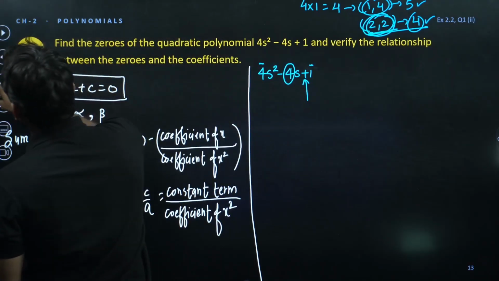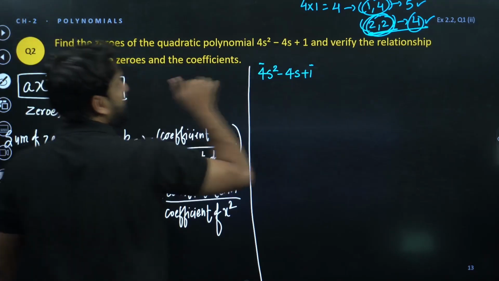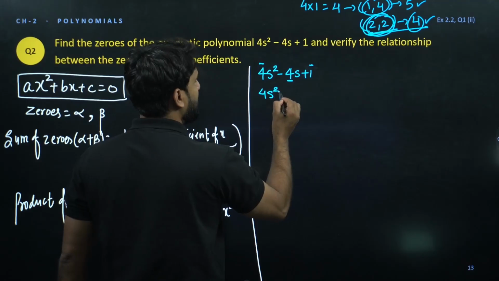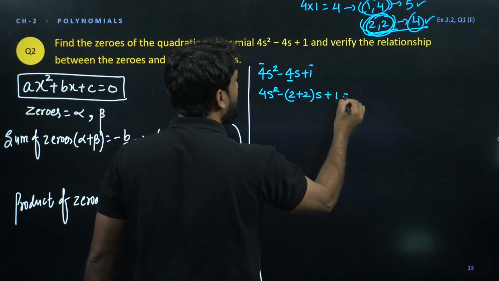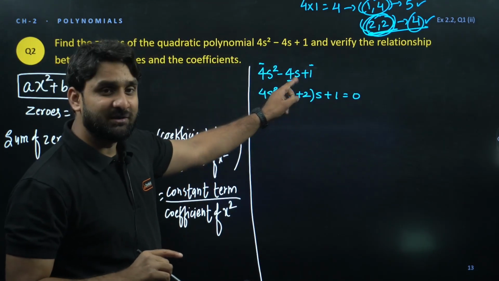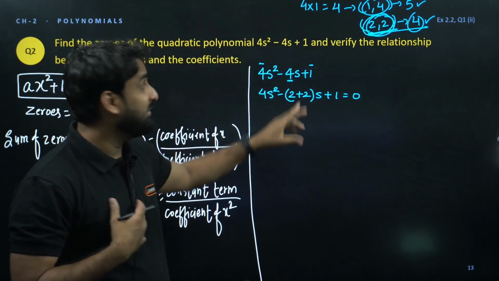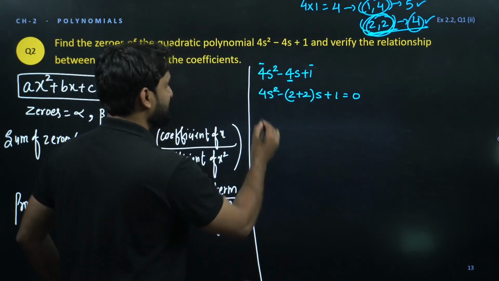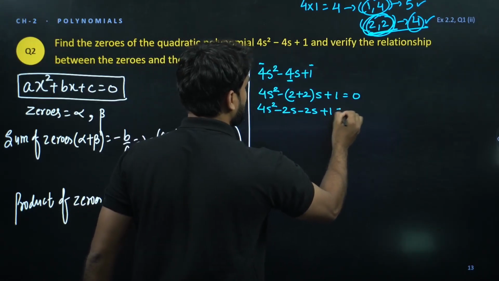So let me erase these extra things. I hope this is clear to you. Now, my dear champion, the middle term can be written as 2 plus 2, so 4s square minus 2s minus 2s plus 1. This is called the middle term splitting method, because I have split the middle term into two parts. 4 can be written as 2 into 2, and I'm not writing this number randomly; I have followed the sign also. Clear, everyone? Now open the brackets: 4s square minus 2s minus 2s plus 1 is equal to 0.